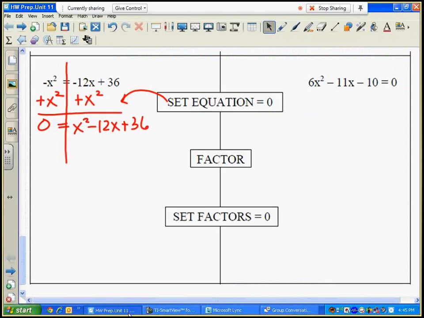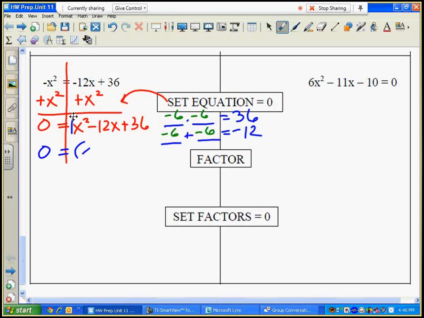There is no GCF here other than 1, so it's time to factor. Our A is 1, so all we're going to need to do is just our riddle. So 1 times 36 is 36. Those same two numbers need to add to give us negative 12. And if you think about that for a little while, the only ones that are going to work are negative 6 and negative 6. So writing that as the binomials, I'll get x minus 6 and x minus 6.